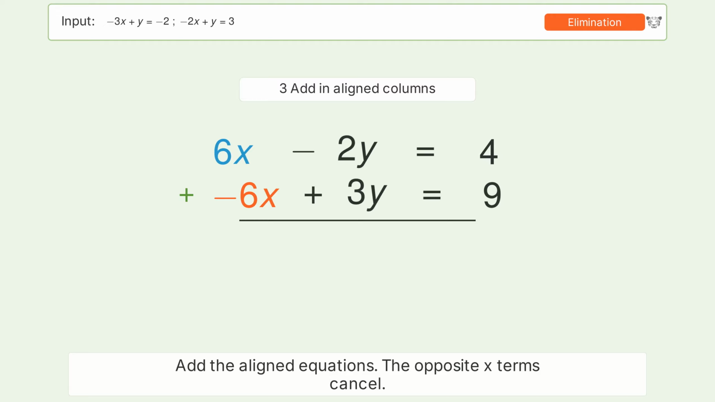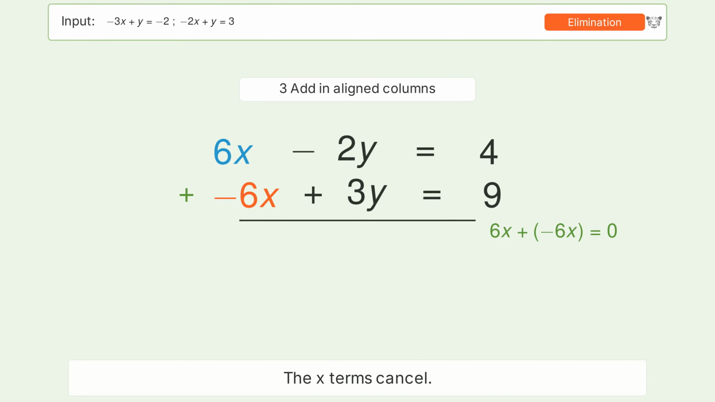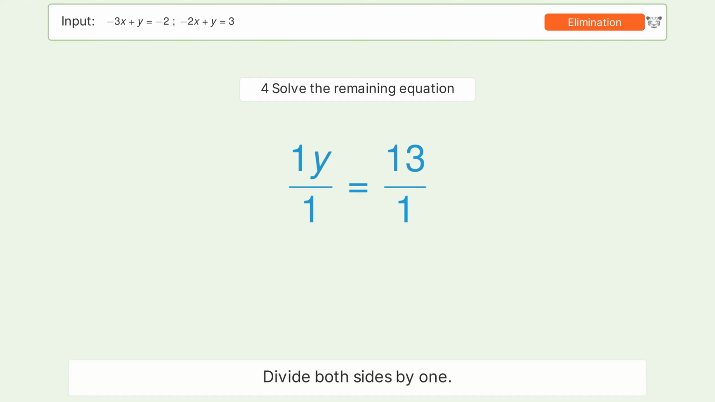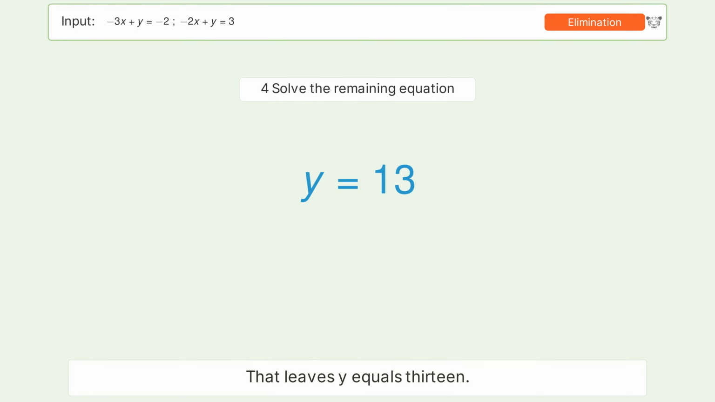Add the aligned equations. The opposite x terms cancel. The x terms cancel. The y terms combine to 1y, and the right sides combine to 13. Divide both sides by 1. That leaves y equals 13.